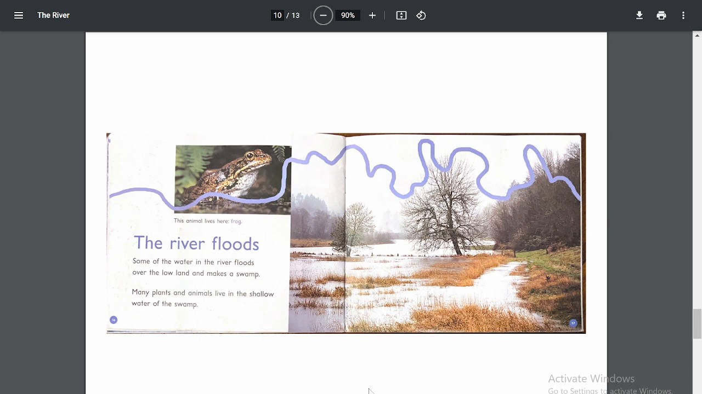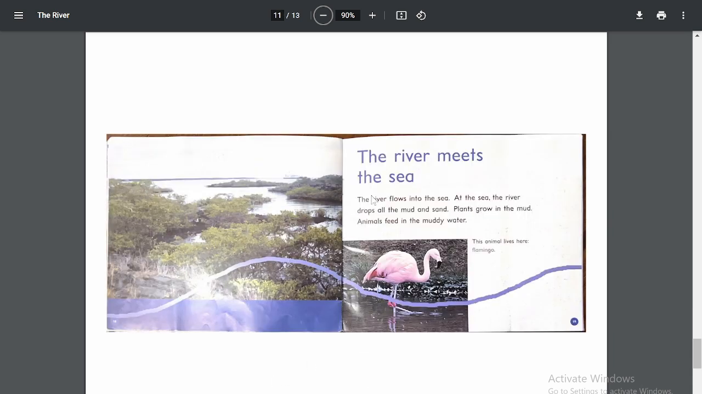The river meets the sea. The river flows into the sea. At the sea, the river drops the mud and sand. Plants grow in the mud. Animals feed in muddy water. This animal lives here, flamingo.